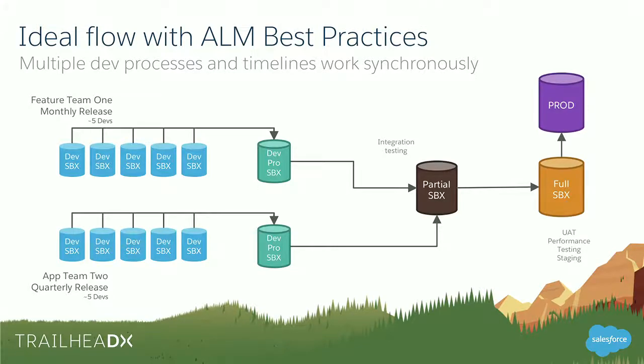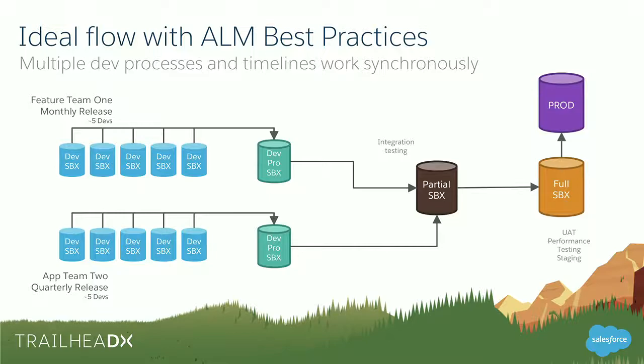And this is what it really looks like. So this is the ideal flow with ALM Best Practices. This is the one I would take a picture of. And the thing that you see here is every single developer has their own dev sandbox. So they can actually have their own environment where they work with the metadata to build applications and tools and to really have a place for ideation.